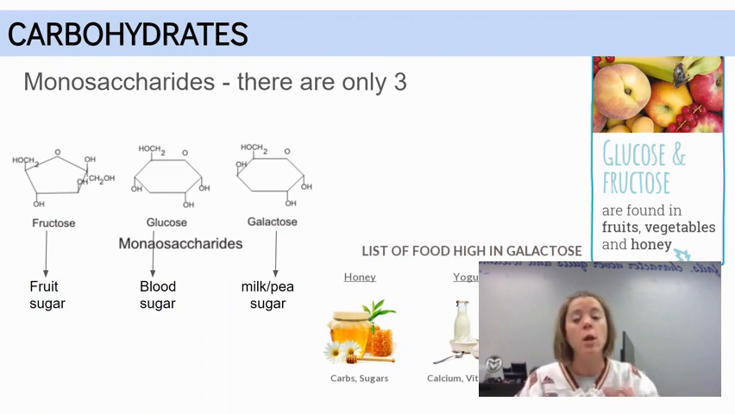Remember, mono means one. So as you take a look at those, they're just one single ring of a carbohydrate, and that is the entire molecule right there. End of story for it.